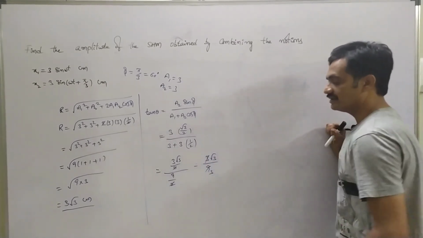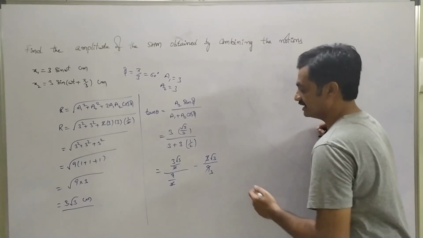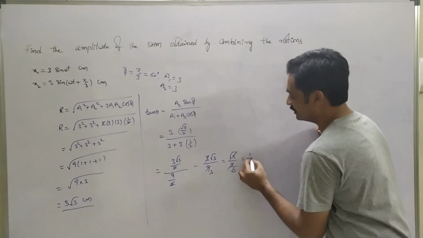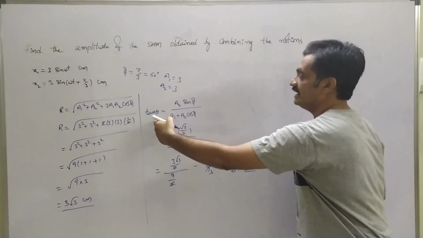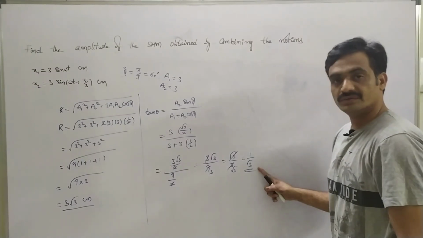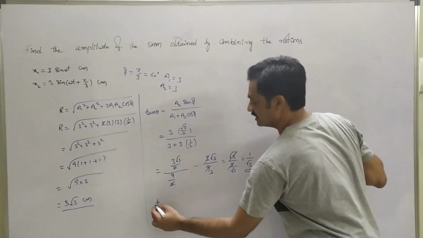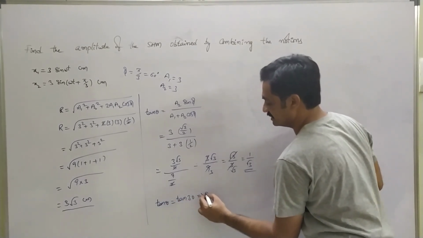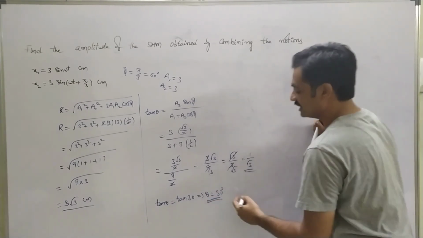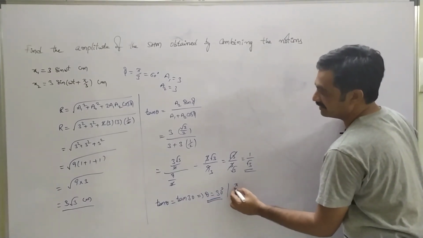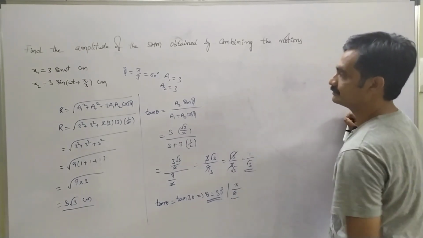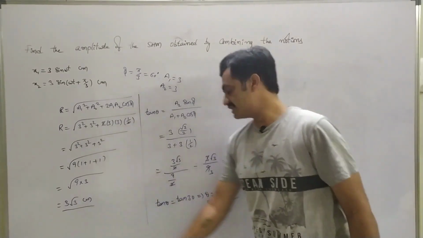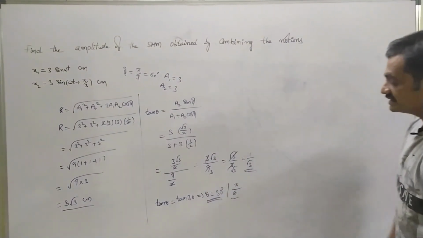And here observe that 3 3 is 9, and we have root 3 by 3. So as we cancel here, we have 1 by root 3. Tan theta equals 1 by root 3. And here we get 1 by root 3 when theta is equal to 30 degrees. Based on that, tan theta is equal to tan 30. Then we can represent theta equals 30 degrees, or also we can represent it as pi by 6. So observe that the resultant amplitude is 3 root 3 centimeters, as well as the angle is 30 degrees.